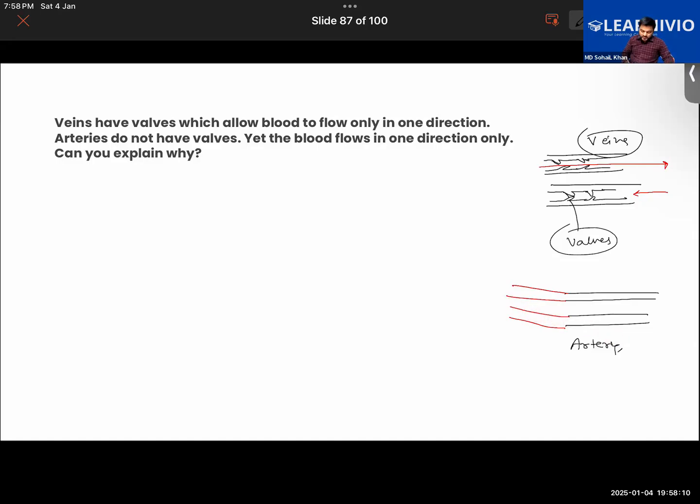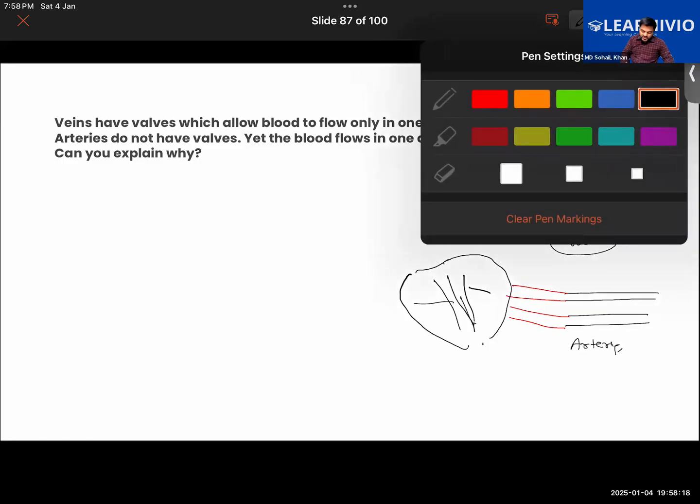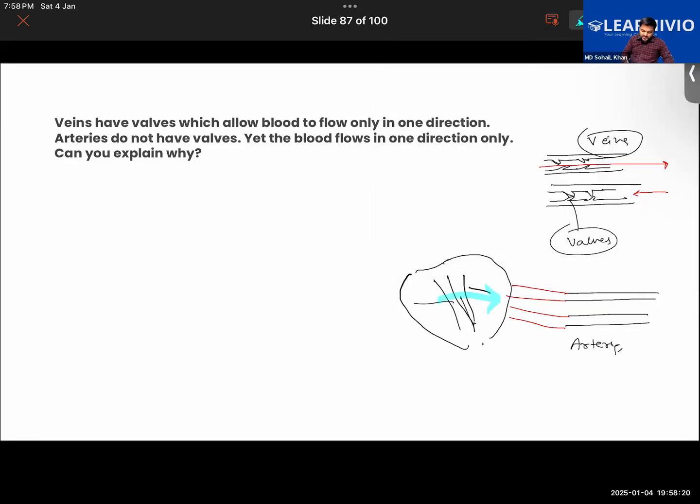Getting it? Suppose this is the heart. The heart is already pushing the blood into this artery with great pressure, so it will flow only in one direction. But the veins are bringing the blood from different organs.